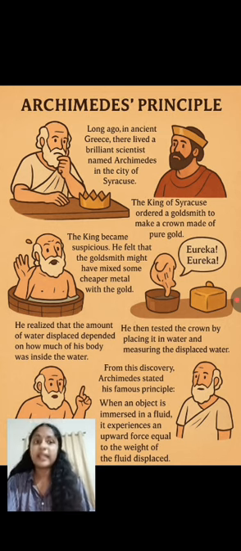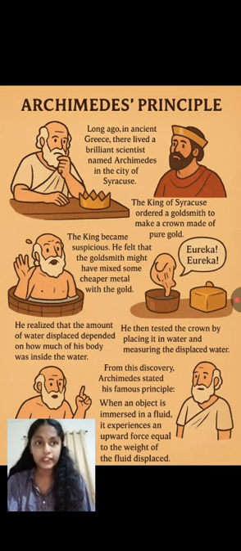One day, while taking a bath, Archimedes noticed that when he dipped his body into the tub, water overflowed. Suddenly, a thought struck his mind. He realized that the amount of water displaced depended on how much of his body was inside the water. So what he discovered was that when his body is put into a bathtub, the water that overflows is equal to his body's volume.